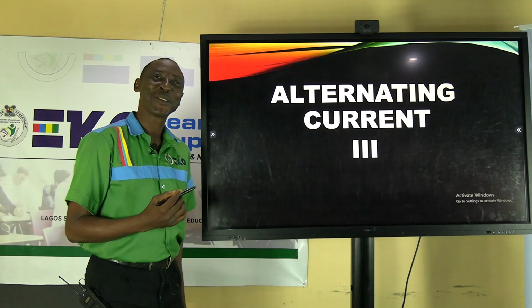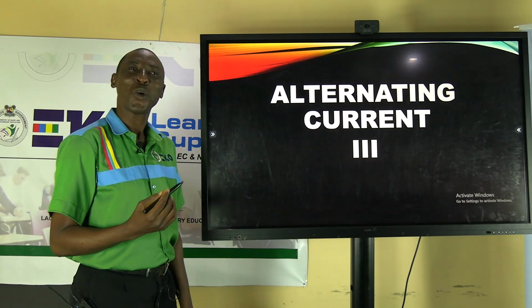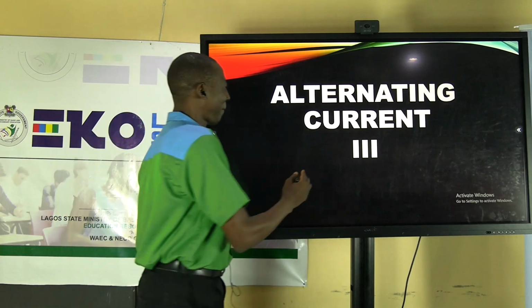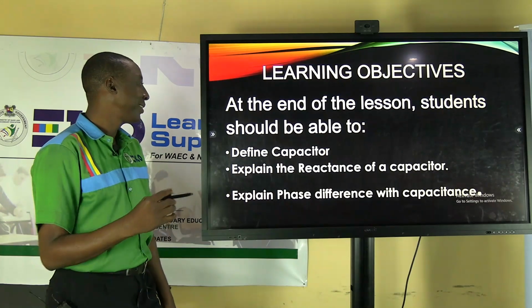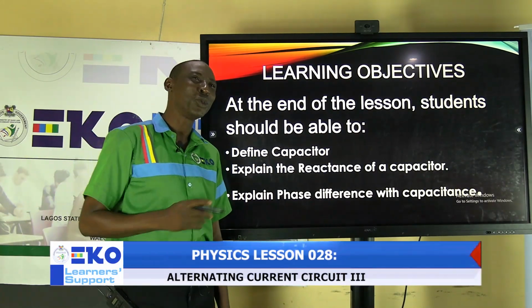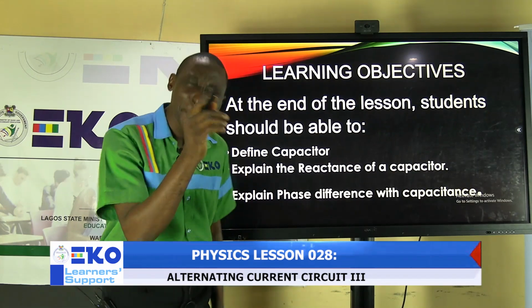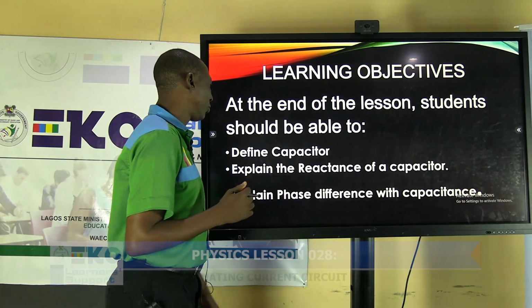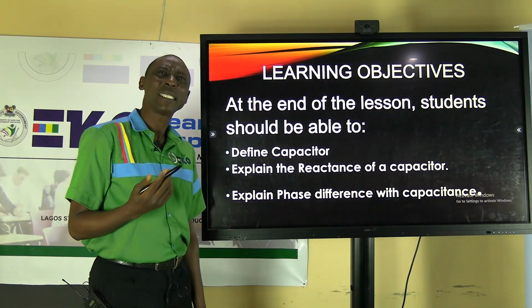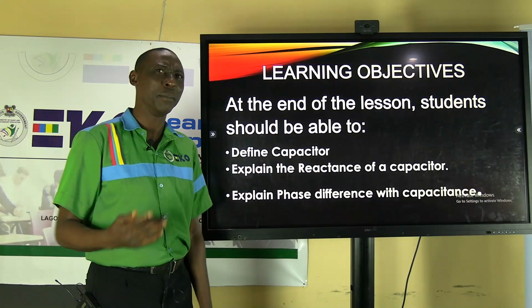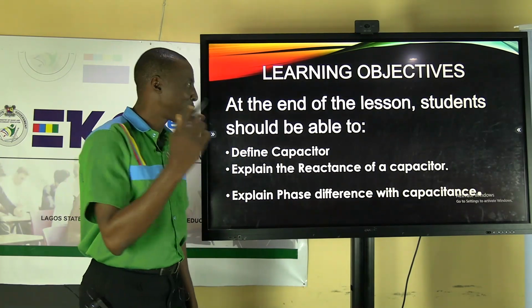Alternating current. What are our objectives today? At the end of today's lesson, you must be able to define a capacitor. Similarly, you must be able to explain the reactance of a capacitor. And lastly, you must be able to explain phase difference with capacitance and to solve problems on it. Let's go.